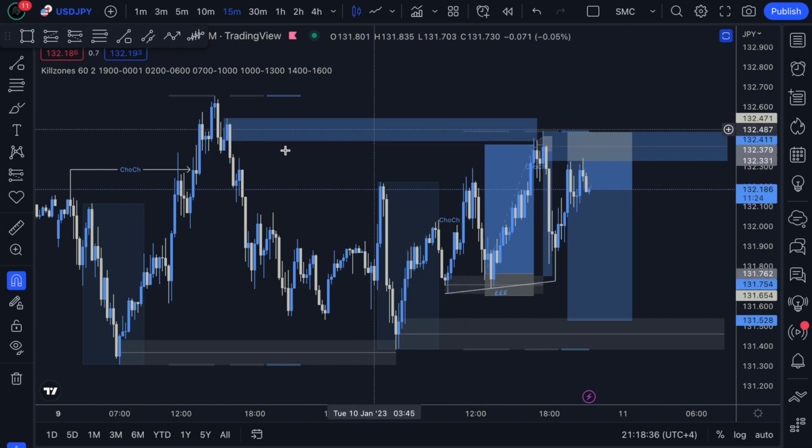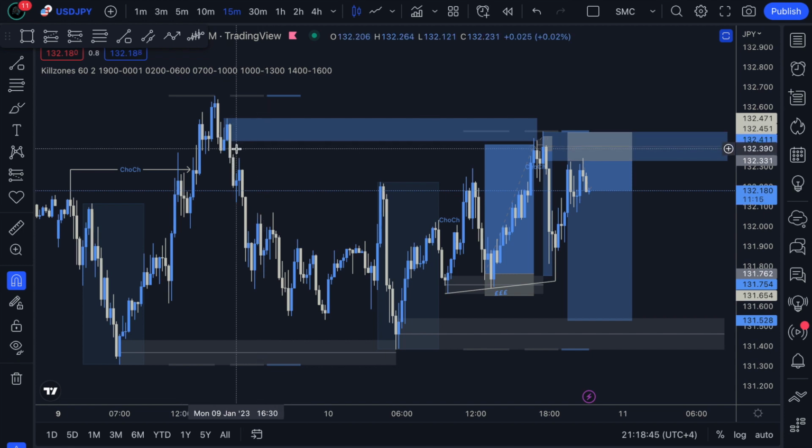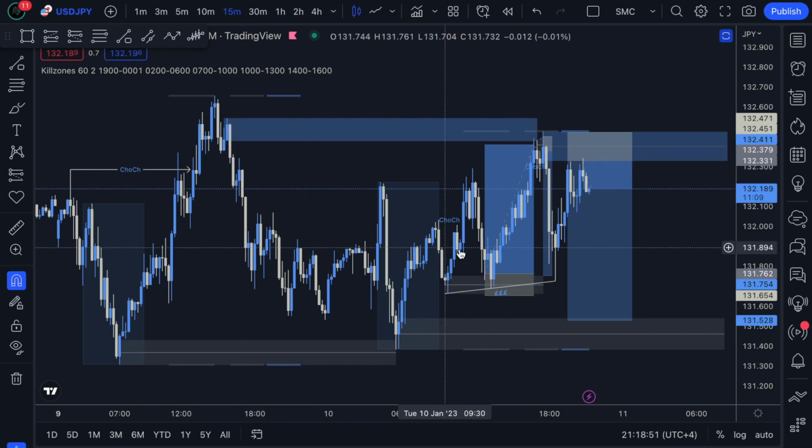Now, why did I create this supply zone? The reason why I have to consider this as a supply zone was that there was imbalance in the market. On 15 minutes, you could see that since there is an imbalance, the price had to go back and fill in. So I realized one thing.